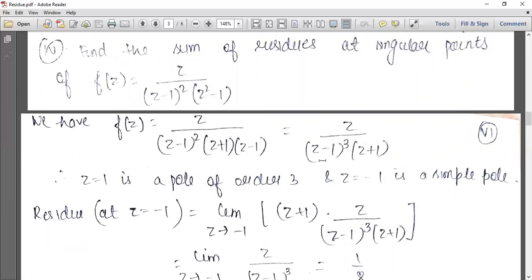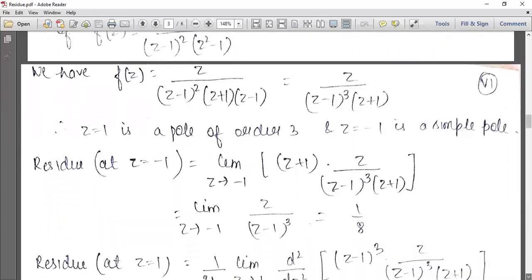So z equal to 1 is a pole of order 3. And z plus 1 raised to power 1, so z equal to minus 1 is a simple pole, or you can say pole of order 1. So at z equal to minus 1, I will calculate my residue.